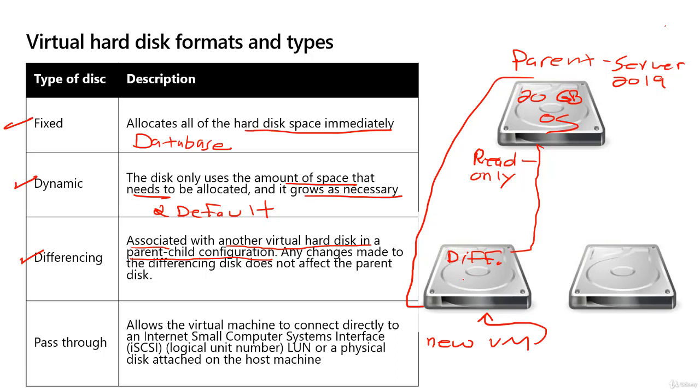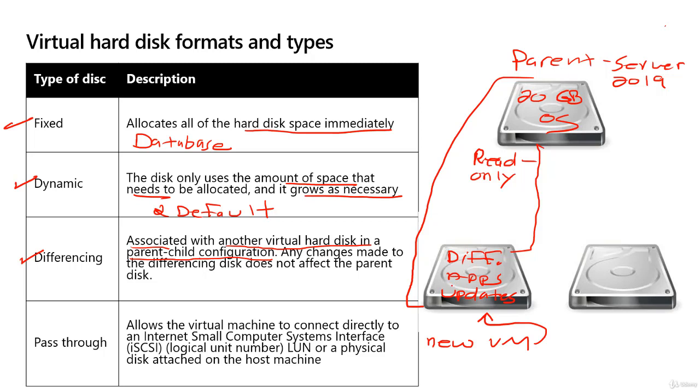So let's say you install some applications. Your apps would be written here. You add Windows updates. Your updates would be written to this disk. Now, if you're just using a virtual machine, you have no idea it works this way. You just start it and log in and it just works. But nothing is ever written to the parent. All your changes are written here.